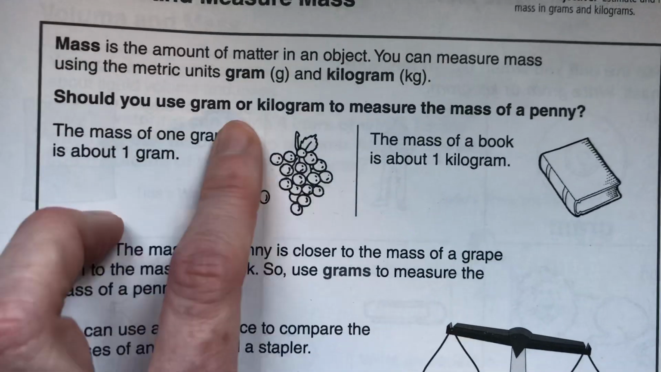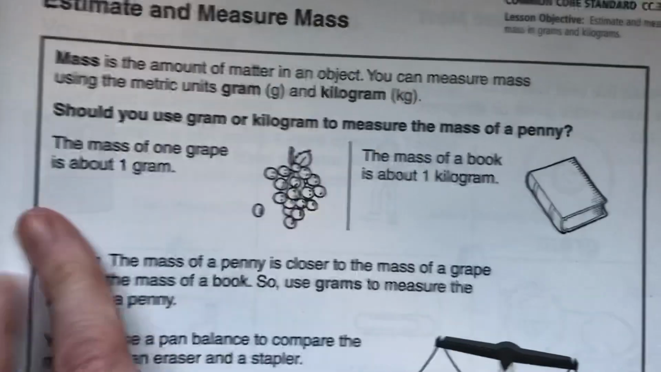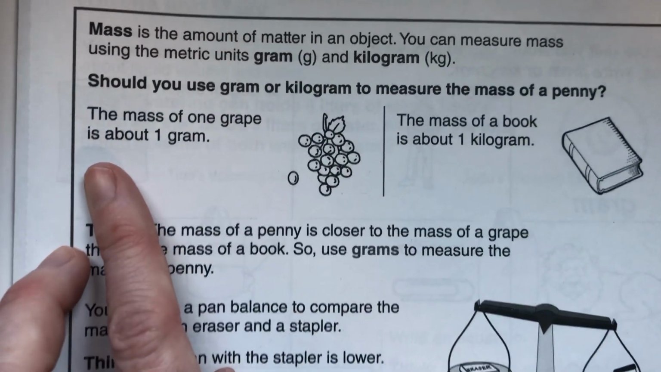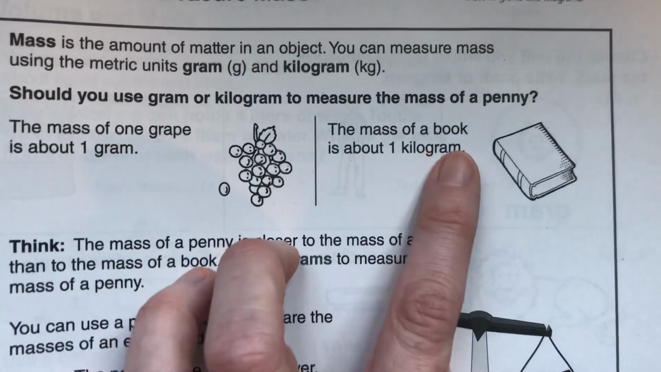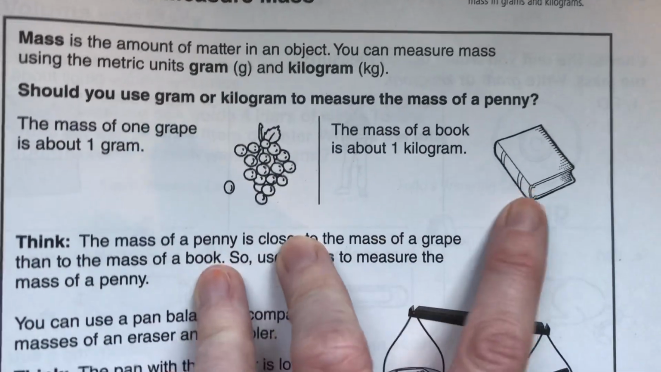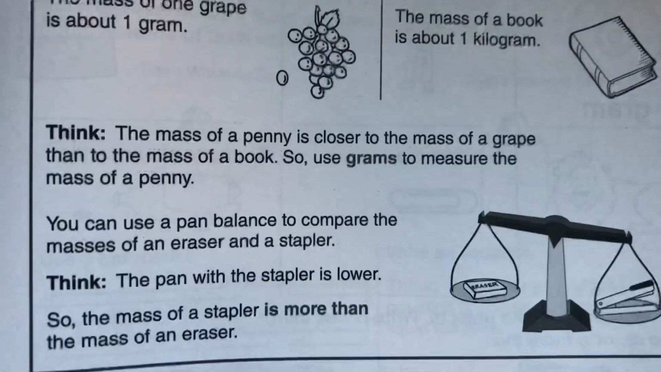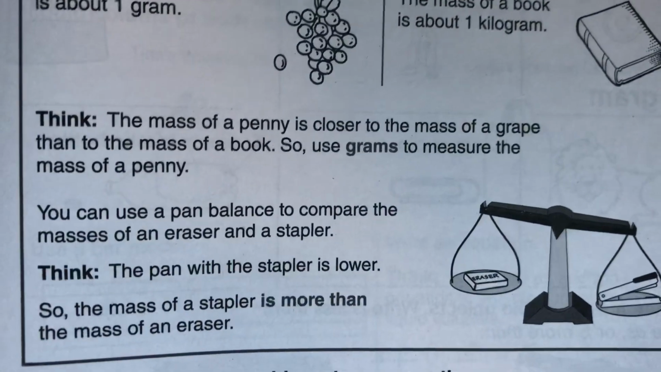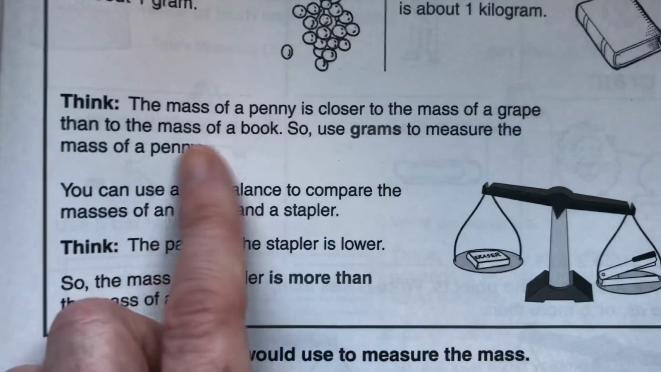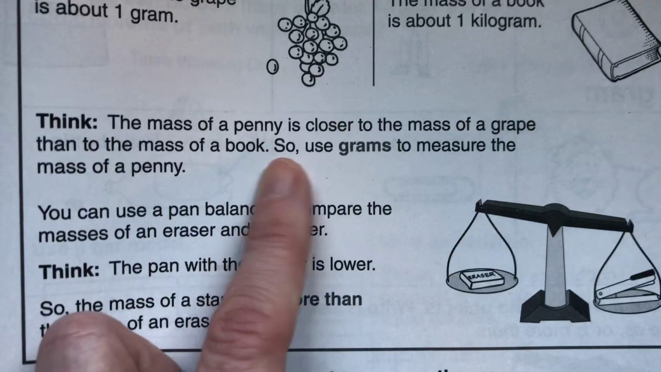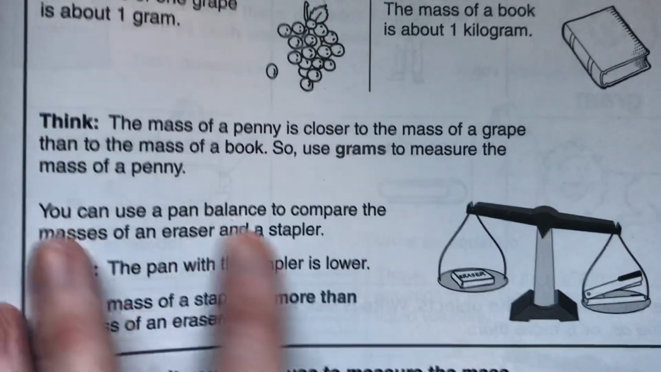Should you use a gram or kilogram to measure the mass of a penny? The mass of one grape is about 1 gram. The mass of a book is about 1 kilogram. It takes up more space than the grape. Think. The mass of a penny is closer to the mass of a grape than to the mass of a book. So use the grams to measure the mass of the penny.